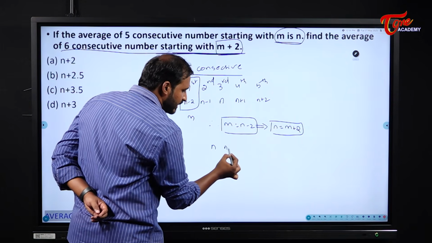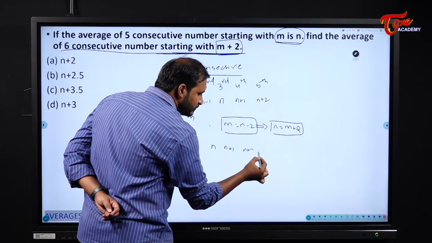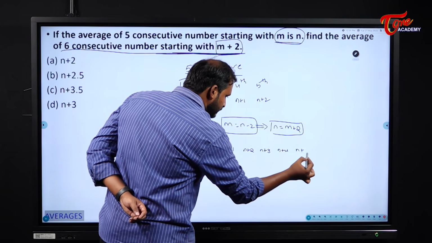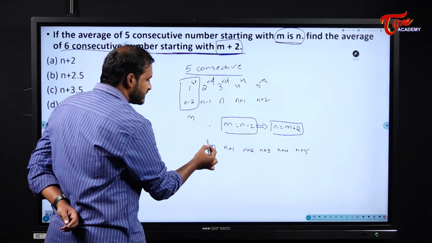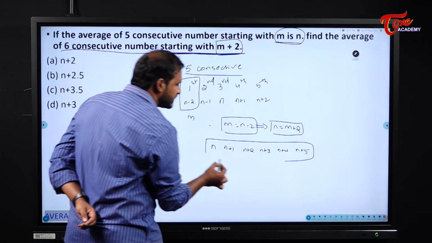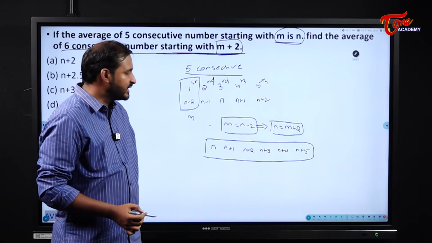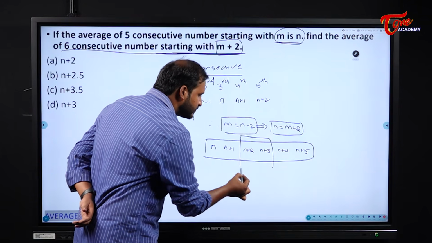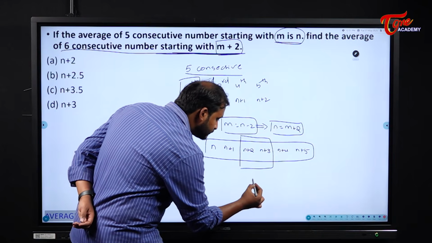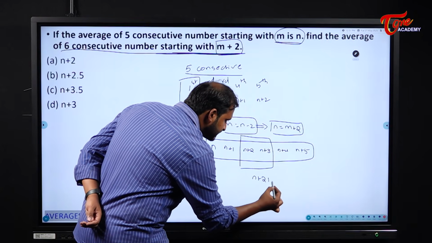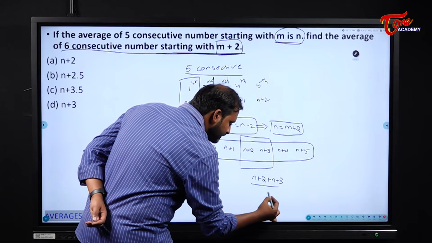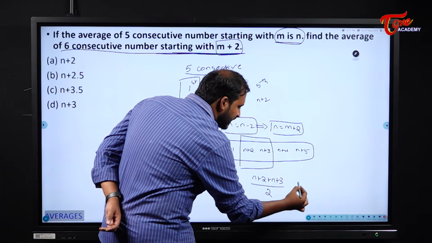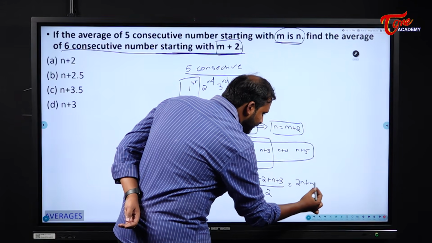What happens to the next number? n plus 1. Next number is n plus 2, next is n plus 3, n plus 4 and n plus 5. So total how many numbers did I get here? 6 numbers. In 6 numbers, average means directly you need to find the average of these 2 middle numbers: n plus 2 plus n plus 3, by 2. What happens to this? It will become 2n plus 5 by 2.